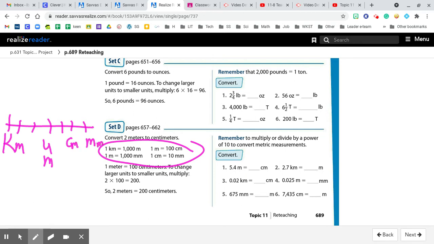But remember, we can always use liters and grams because we can have kiloliters, kilograms, and milliliters, milligrams. And that's your entire metric system. That's all you have to know for that.